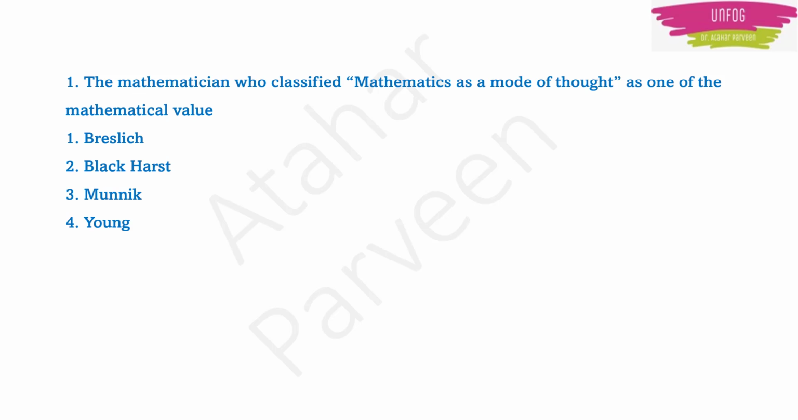The first question of this session, the most expected question, is: the mathematician who classified mathematics as a mode of thought as one of the mathematical values. Means, who is the mathematician who classified mathematics as a mode of thought as one of the mathematical values? So, who was that mathematician? He was Berkeley. Berkeley was the mathematician who classified mathematics as a mode of thought as one of the mathematical values.